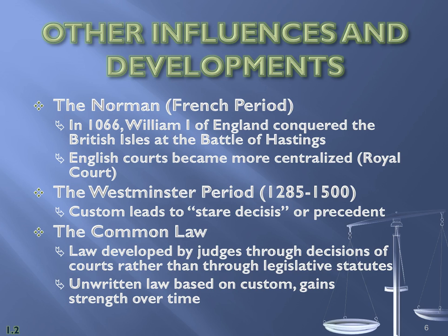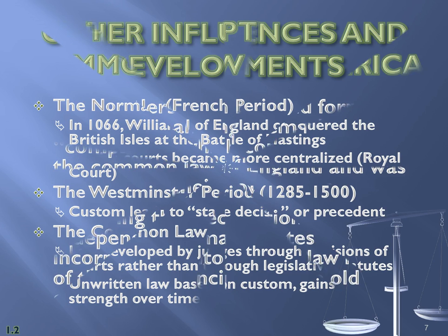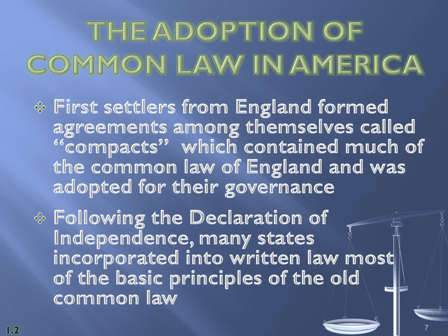So if we go back over now, we look at laws developed by judges through decisions of courts rather than through legislative statutes. So unwritten law based on custom gains strength over time. They did this way back when, and then they continued to do it, and maybe there are some forms of it now. That's what we call common law. And we'll talk a little bit more about common law in a few minutes.